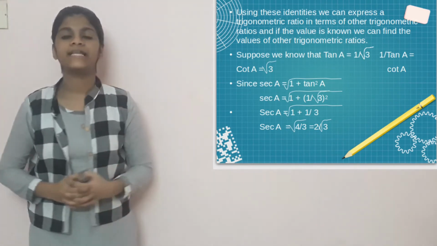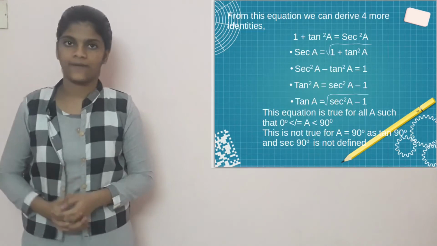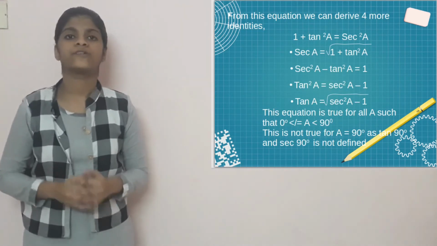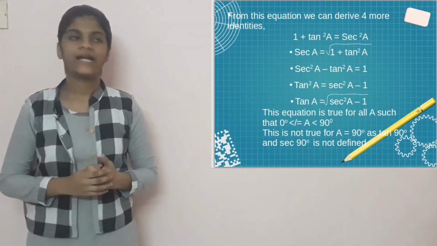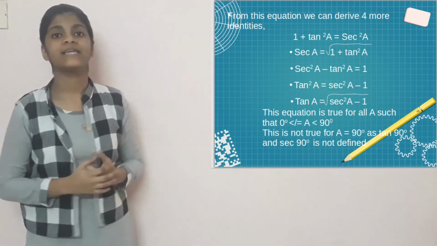And now from this, let us try to find out the value of sec A. For that, we should consider the trigonometric identity where we have sec A. That is the second set of identities. Here we have both sec A and tan A.